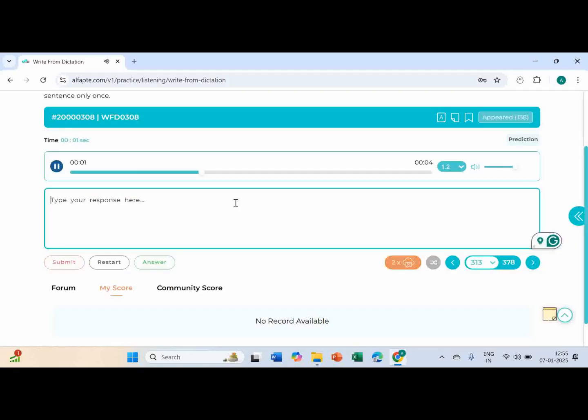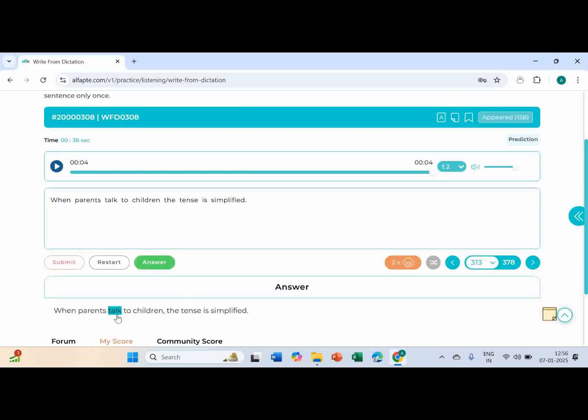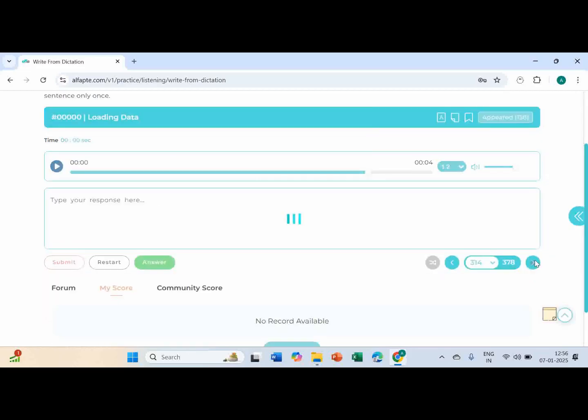When parents talk to children, the tense is simplified. So the sentence is: when parents talk to children, the tense is simplified. So I think this was the sentence. When parents talk to children, because it's talking about plural, so it should be children, the tense is simplified. So let's check the answer. So this was the sentence. When parents talk to children, the tense is simplified. Next one.